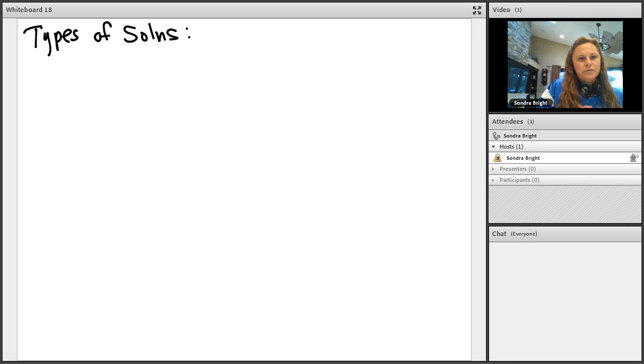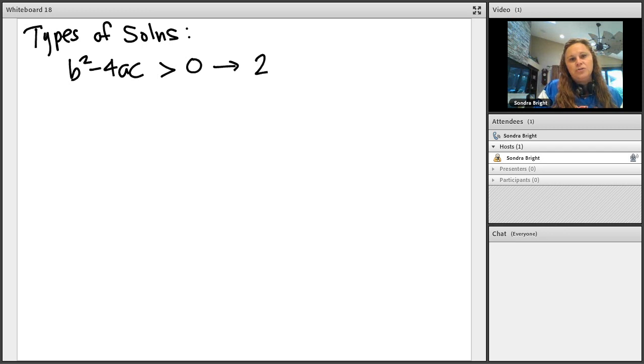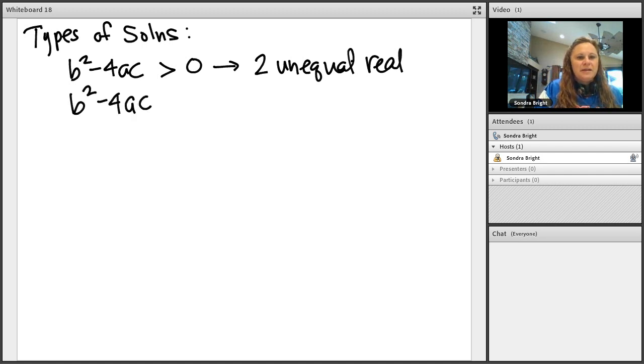So that's when you use the discriminant, which is the part that's underneath the radical of the quadratic formula. It's the b squared minus 4ac. And if that number is positive, so greater than 0, then you are going to have two unequal real roots, or solutions. And then if your discriminant is equal to 0, then that means you're going to have two equal real roots.